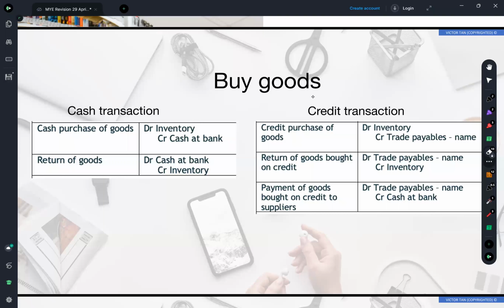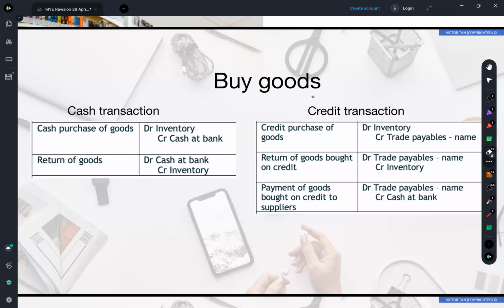When you buy goods and you pay cash, you debit inventory and credit cash at bank. This is a journal entry that you need to know, right? And if the goods are spoiled and you need to return them to your supplier, that will be debit cash at bank and credit inventory.